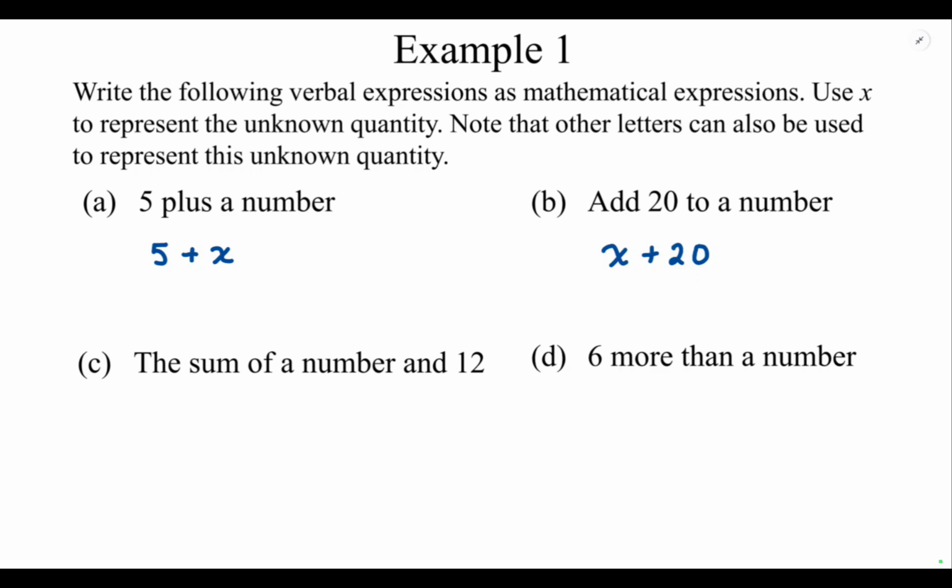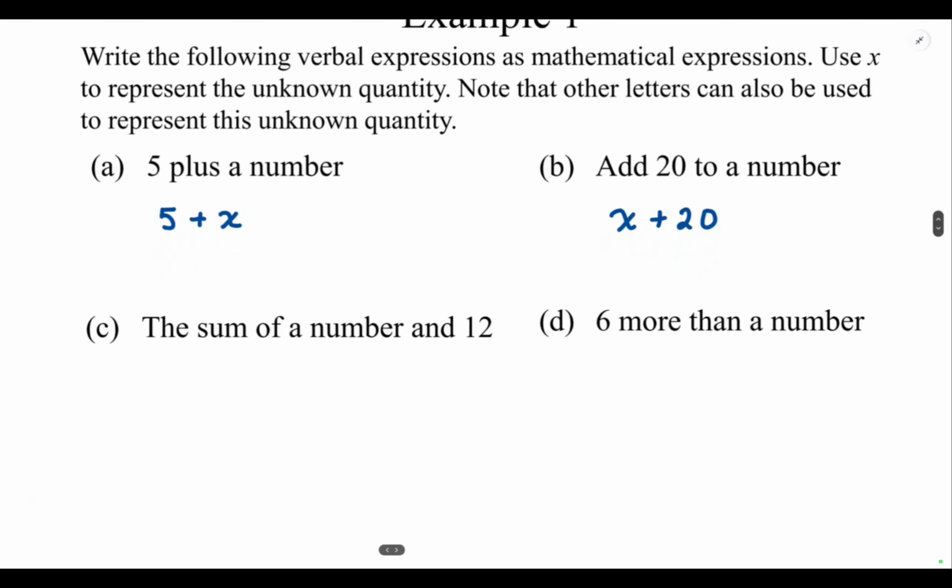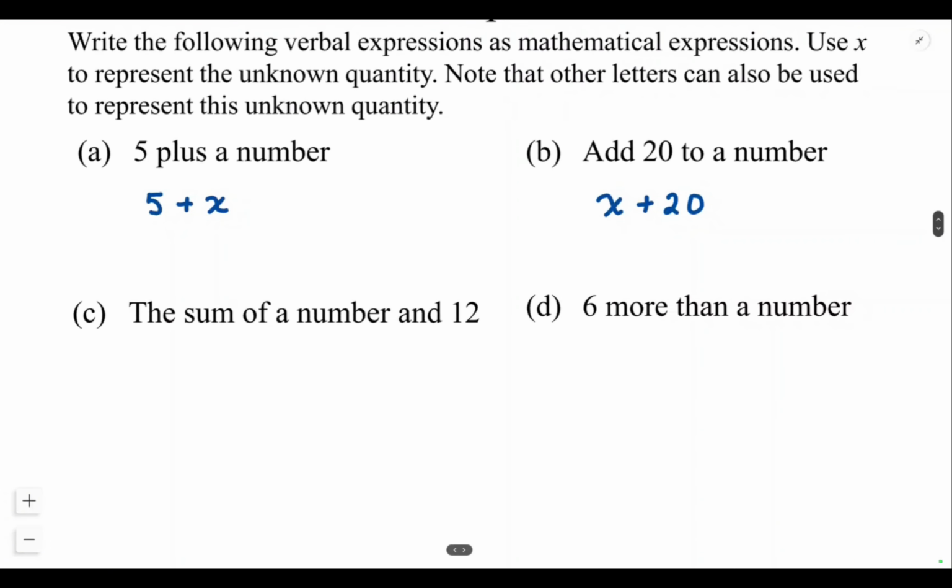So let's look at some more additive phrases. It says the sum of a number and 12. All we're doing is taking the sum. Sum means addition. So X plus 12. And then D says 6 more than a number. Now, 6 more than a number means you're taking 6 and adding it to that number. So in this case, it'll be X plus 6, because we know it's 6 more than that unknown number.